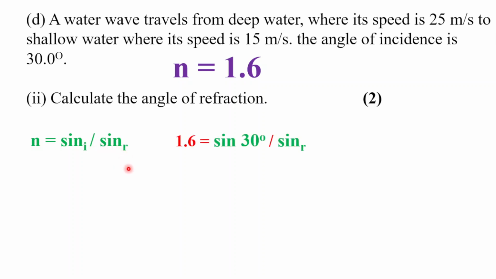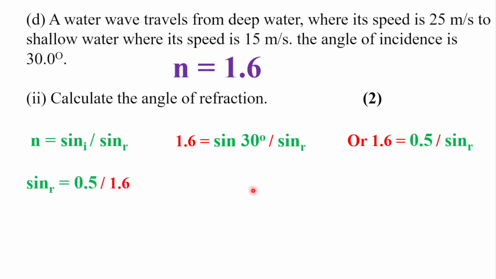Now, 1.6, as we calculated earlier, equals sine 30 degrees, which is the angle of incidence, over sine of the angle of refraction, and that's what we want to find. So let's make that the subject of the formula. Therefore, we have 1.6 equals 0.5, which is sine 30, over sine R.